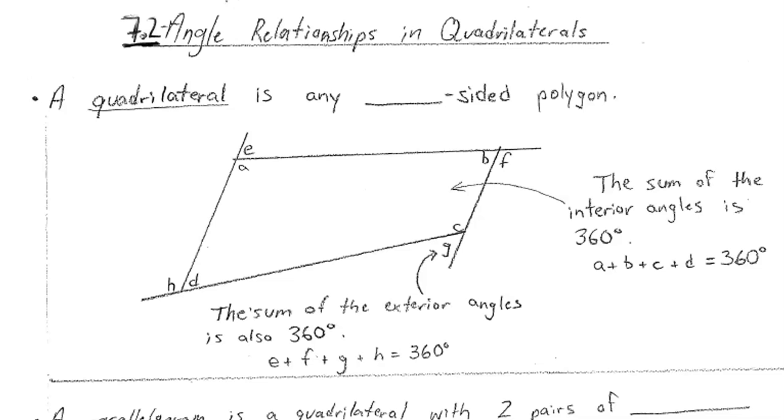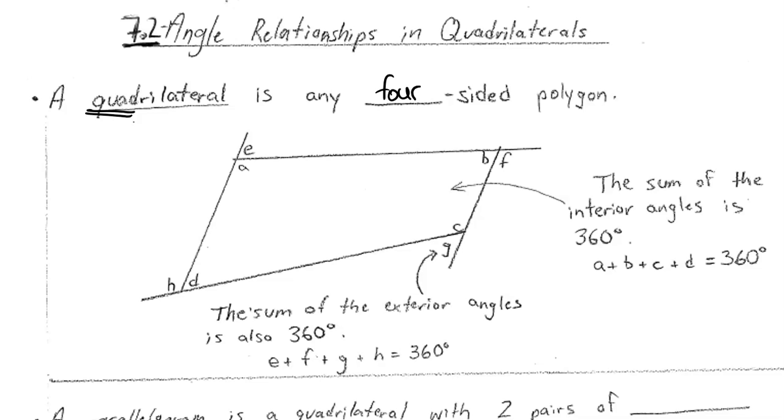It's 7.2 in your academic textbook, a slightly different section in the applied textbook, but it says in your unit outline. A quadrilateral is any four-sided object. The reason we call it a quad is because it has four. So it's a four-sided object.